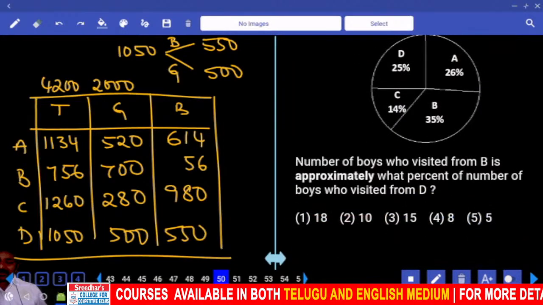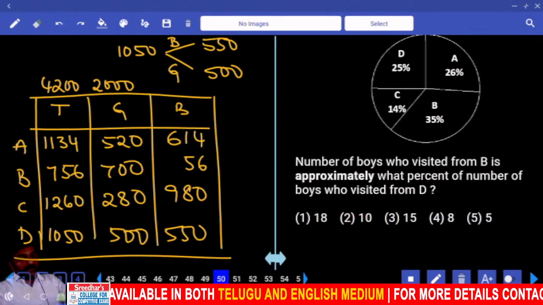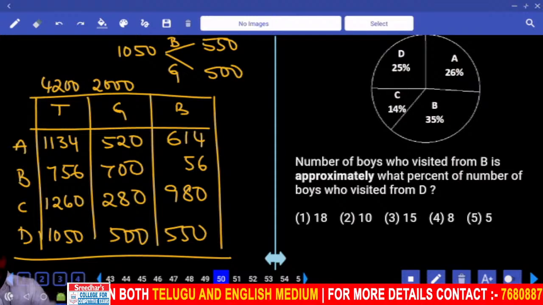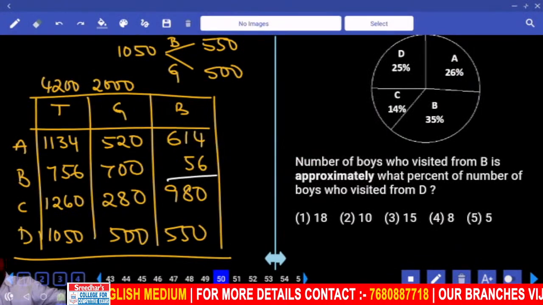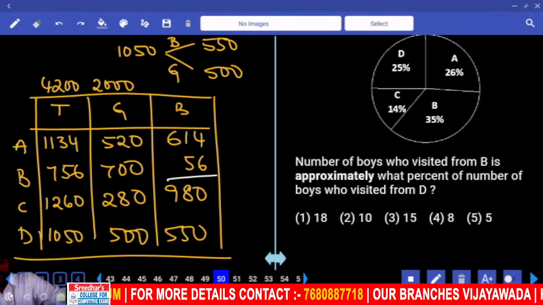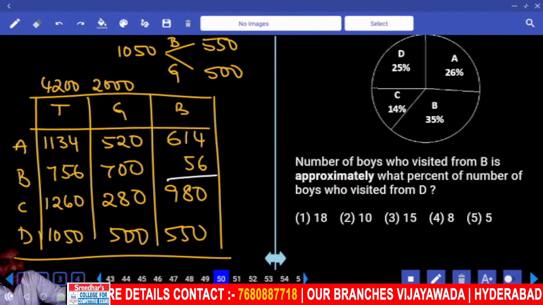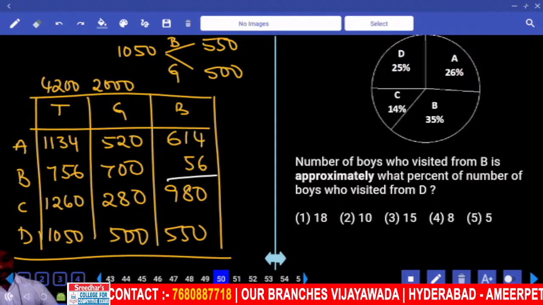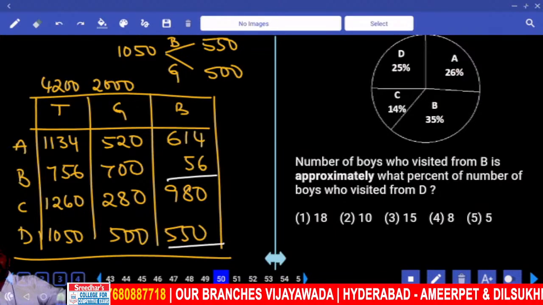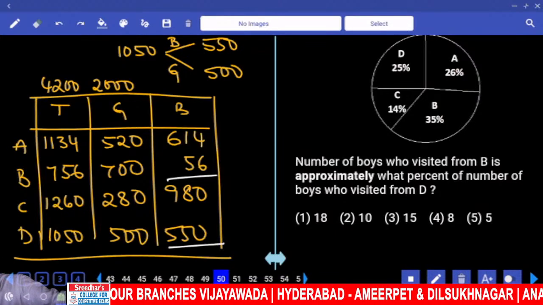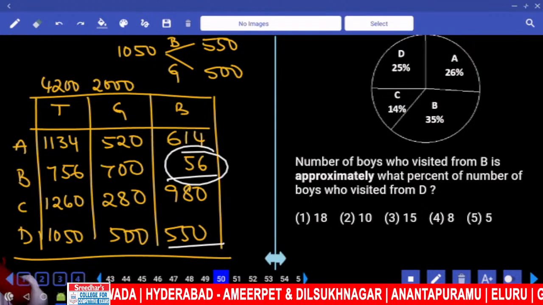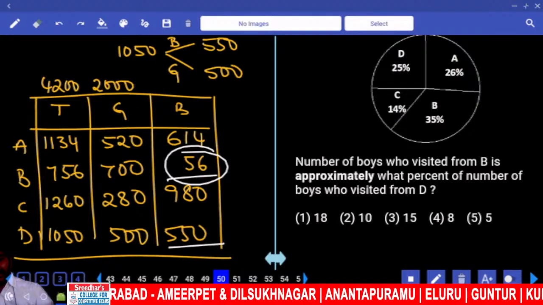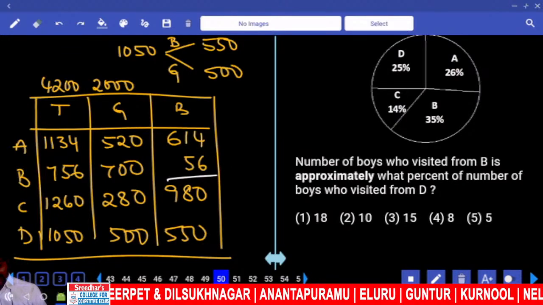Let's start questions. Number of boys who visited from B. Boys who visited from B, 56. Approximately what % of number of boys who visited from D? D boys are 550. What is 10% of D? 56 is approximately 55 only. Answer 10%.